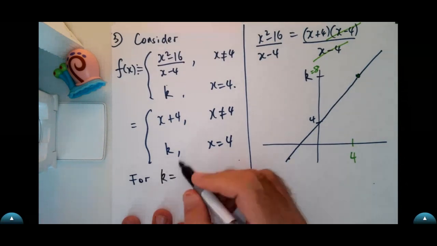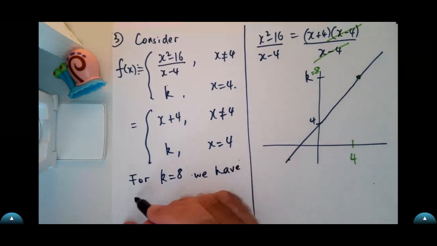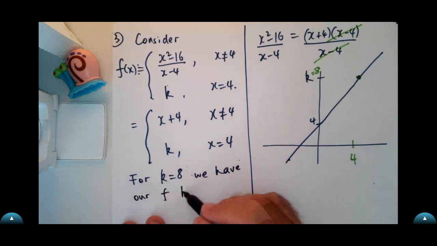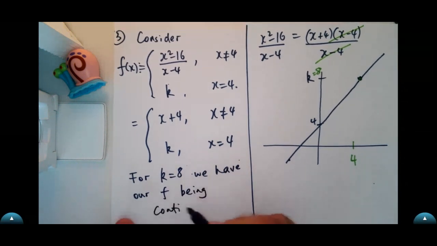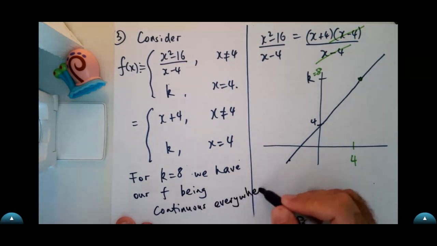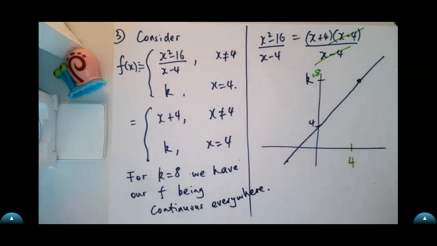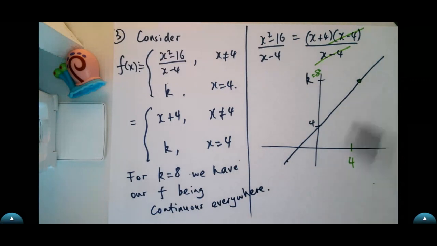For k equals 8, we have our f being continuous everywhere. So obviously a linear function, that's continuous. The only problem is where x equals 4, and we can choose k to plug that gap. Plug that gap.